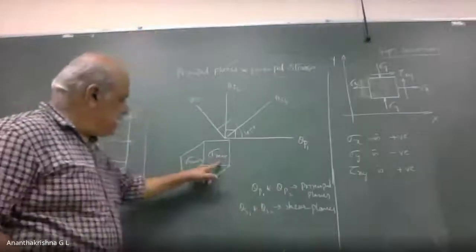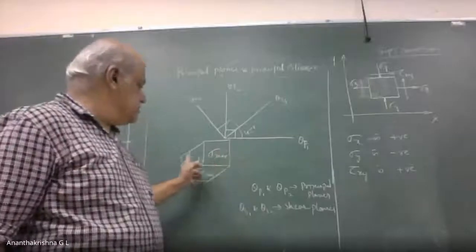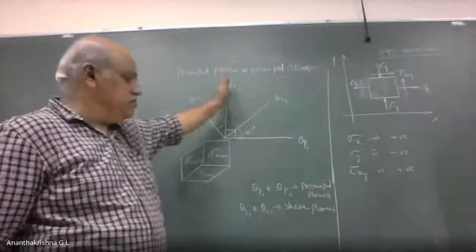So in that cube that you've drawn, sigma max, sigma minimum, and this is tau max. Maximum direct stress, minimum direct stress, that will be principal plane 1 and principal plane 2.